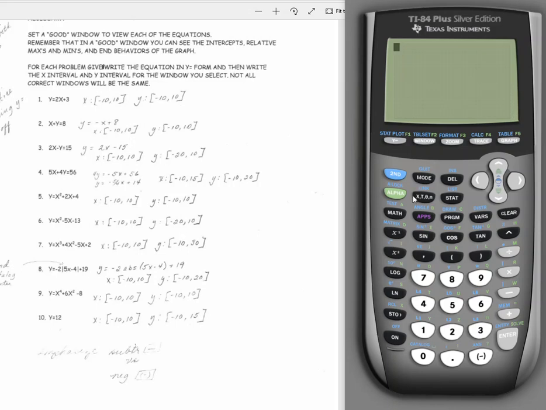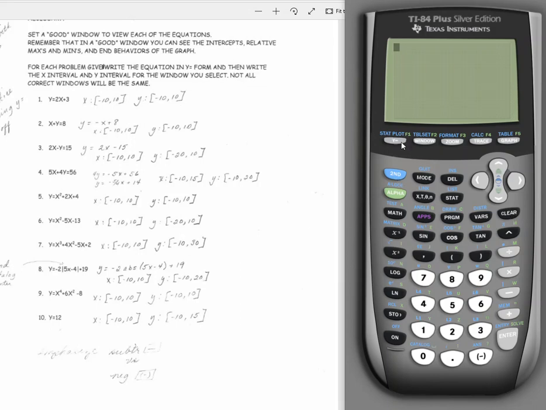This video is going to get you started on using the calculator and trying to figure out how to get a good window to view an equation. And remember, a good window is when you can see the things that you're needing to see, perhaps the maxes or mins, or the end behavior of the graph. So we're going to rewrite each equation in the y equals. And this sheet of answers is found in your information. So you have the written stuff, but I'm going to go over it with the calculator and show you.